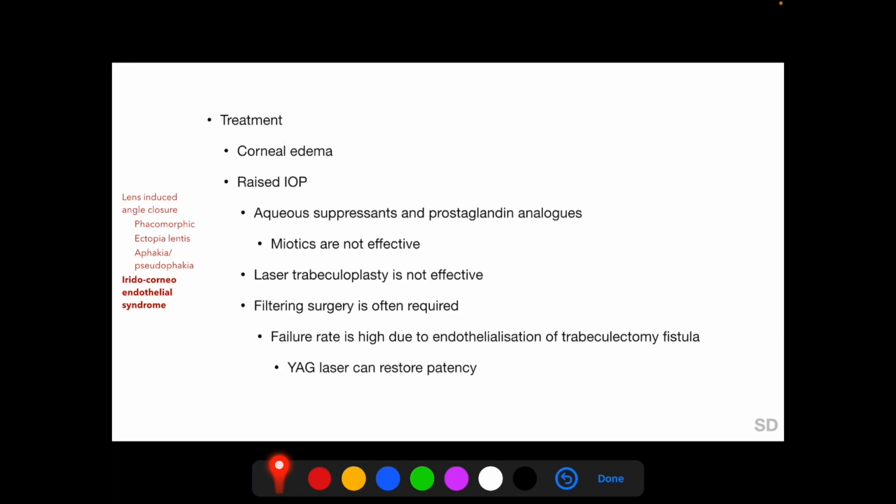Treatment of ICE syndrome includes treatment of the corneal edema with hypertonic saline eye drops and eye ointment, and lowering of raised intraocular pressure medically with aqueous suppressants and prostaglandin analogues. Miotics are not effective in lowering intraocular pressure in ICE syndrome and other secondary angle closure glaucomas, because in these conditions the miotics are not able to open the anterior chamber angle. Similarly, laser trabeculoplasty is not effective in ICE syndrome as well as other secondary angle closure glaucomas.